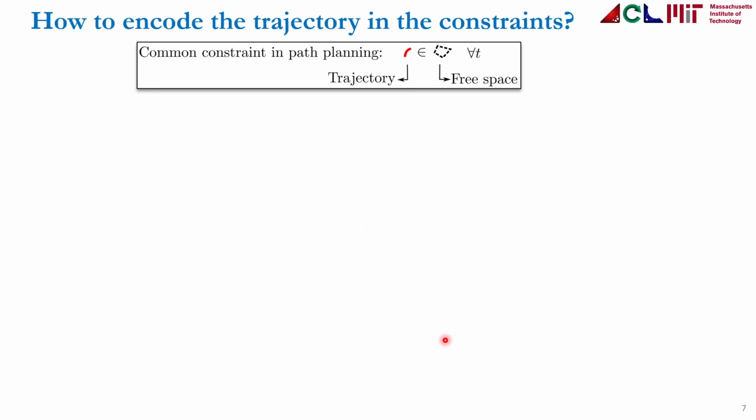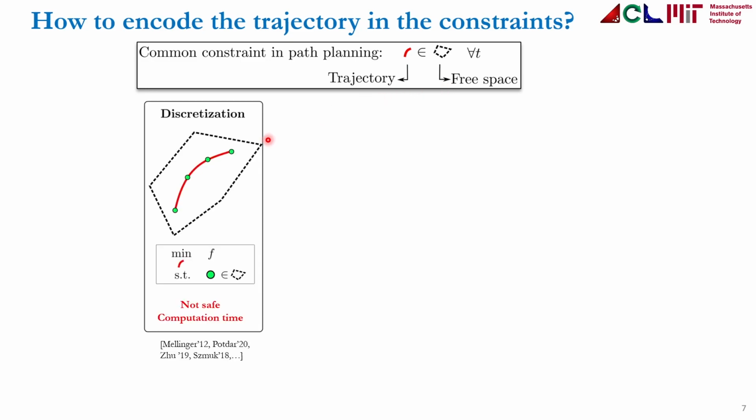In this contribution, we want to answer the question of how to encode the trajectory in the constraints. The idea is that a common constraint in path planning is that we want the trajectory to be collision-free. Or in other words, we want the trajectory to be completely contained inside free space. So there are several ways to do this. One possible way would be to use discretization, where the idea is that we take many points along the trajectory and then we impose as many constraints as discretization points. So this has two disadvantages.